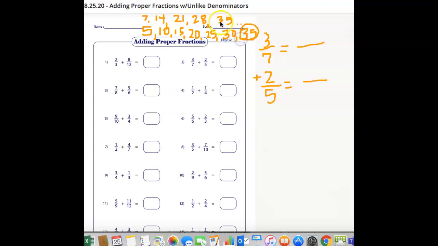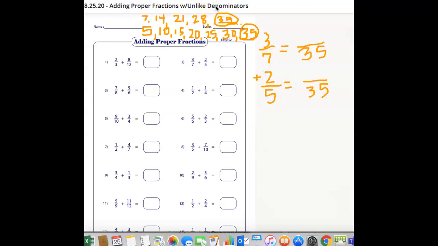35 and 35. That is the least common multiple, okay? It's the lowest one. We always want to work with as low a number as we can. Another way you could have done this, as long as you don't get too big a number, is you could have just multiplied those two together. 7 times 5 is 35, okay?